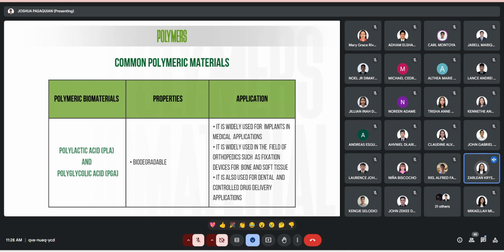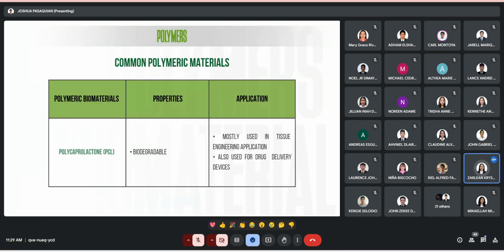The third common polymeric biomaterials are polylactic acid or PLA and polyglycolic acid or PGA. The properties of both of these are that they are biodegradable. According to the majority of recent studies, PGA is utilized as a filler material integrated into other degradable polymers. PGA is commonly incorporated into scaffolds for various tissue engineering applications such as bone, tendon, cartilage, tooth, and spinal regeneration. In short, in medical applications, it is used in orthopedics such as fixation devices for bones and soft tissues, as mentioned earlier, and in dental applications. Next slide.